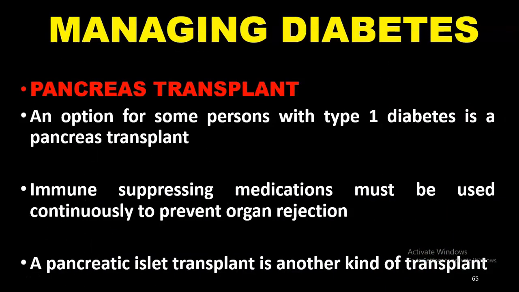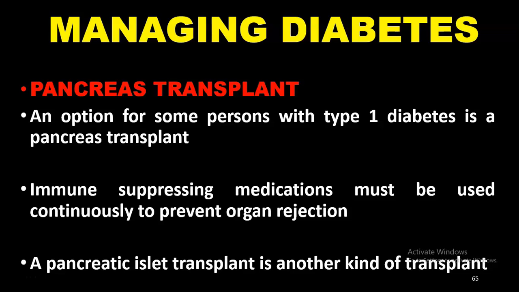So, transplantation or pancreas transplant. An option for some persons with type 1 diabetes is a pancreas transplant. If a pancreas transplant were to be successful, insulin therapy would be unnecessary. However, transplants don't always work. These procedures also carry significant dangers. Immune suppressing medications must be used continuously to prevent organ rejection. The adverse effects of some medications might be severe.